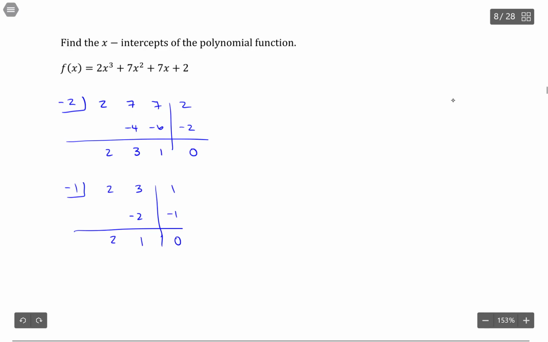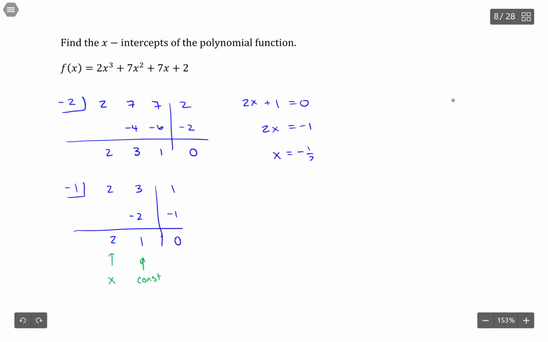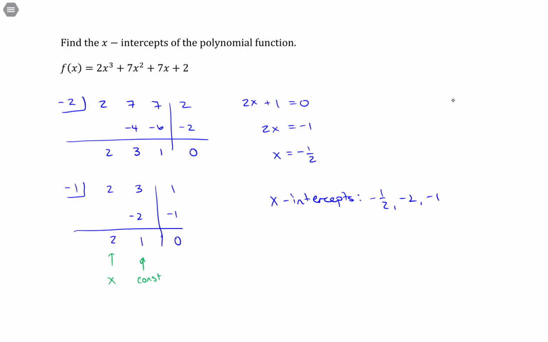So now this is a linear because this is a constant and this coefficient is times x. So I have the remaining 0 as the solution to 2x plus 1 equals 0, or 2x equals -1, or x equals -1/2. Since all three of these values are real numbers, those are the x-intercepts. So we'll just list them. The x-intercepts here are -1/2, -2, and -1.